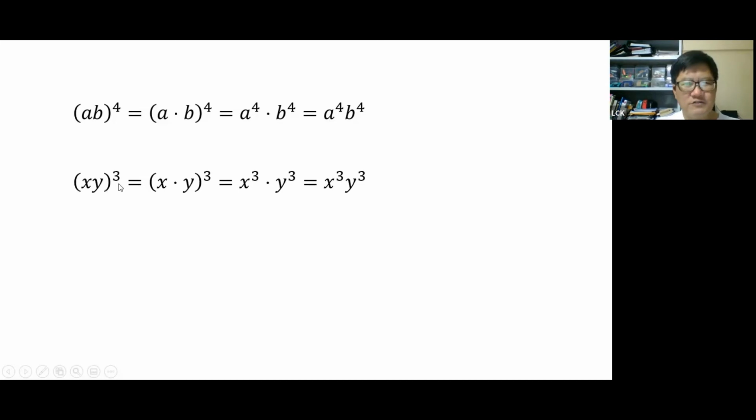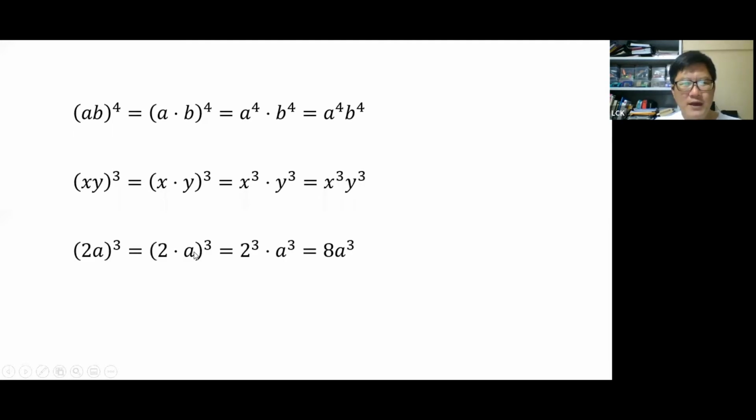So x times y to the power of 3, same. Split it up, x times y. This raised dot here means multiply, right? So the 3 here is applied to x, it's applied to y. So x to the power of 3 times y to the power of 3. And then after that, remove it, x cubed, y cubed.